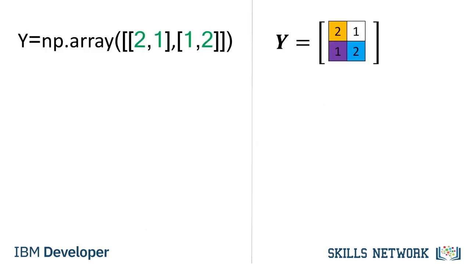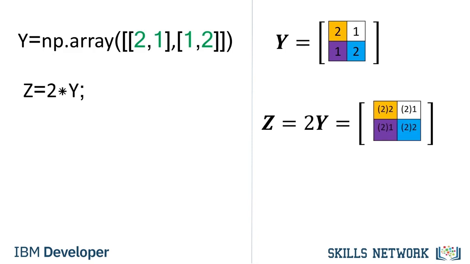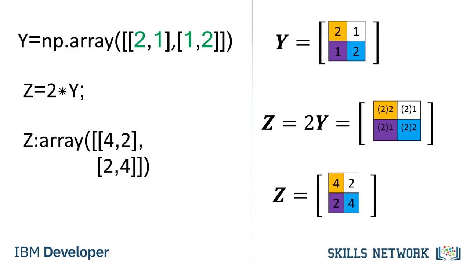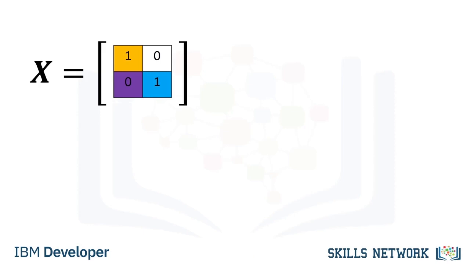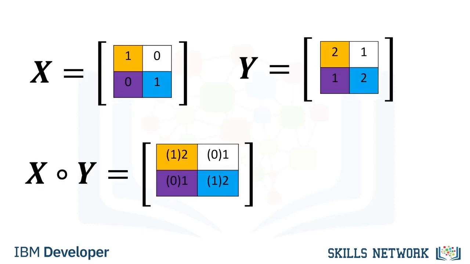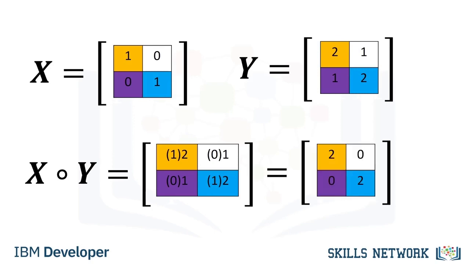Consider the array Y. We first define the array. We multiply the array by a scalar as follows and assign it to the variable z. The result is a new array where each element is multiplied by 2. Multiplication of two arrays corresponds to an element-wise product, or Hadamard product. Consider array X and array Y. Hadamard product corresponds to multiplying each of the elements in the same position, i.e. multiplying elements contained in the same color boxes together. The result is a new matrix that is the same size as matrix Y or X. Each element in this new matrix is the product of the corresponding elements in X and Y.